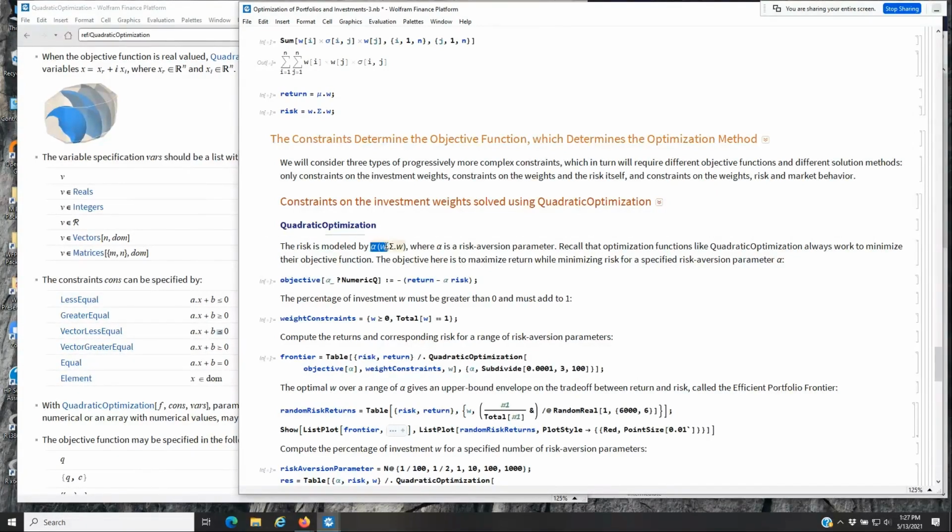So the risk now is going to have a risk aversion parameter. We want some way of attaching to the risk a measure of how averse we are going to be to taking the risk. So our objective function now, remember, acts as a minimization. So we're going to be minimizing the negative return, that's maximizing return, and minimizing the risk, with a risk parameter. The weight constraints are no short sales, so the weights are all positive and they add up to 1.